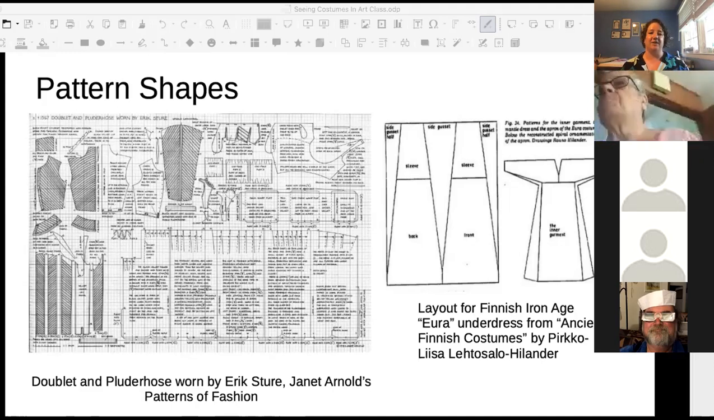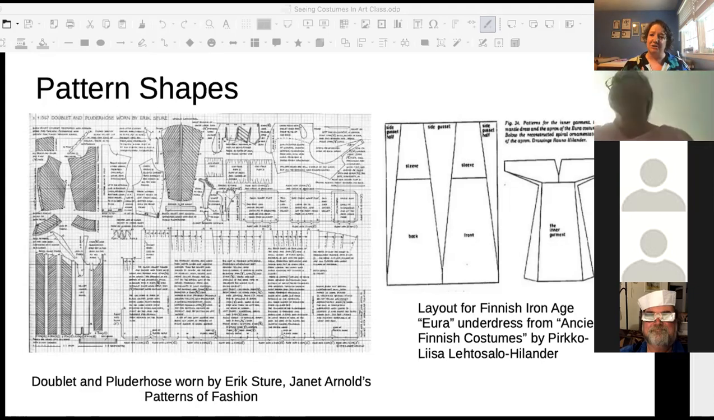So I've got an example in here of the doublet and Plotter hose from Janet Arnold's Patterns of Fashion. Those garments exist, those patterns exist. So we know that in this time period in, I believe, Sweden, that's how, at least whoever made these garments, that's how they were making doublets, that's how they were making Plotter hose. There's no reason to think that everyone then was reinventing the wheel. So if we have one pattern for a thing, usually, again, Occam's Razor, usually other people's patterns are going to look pretty similar.